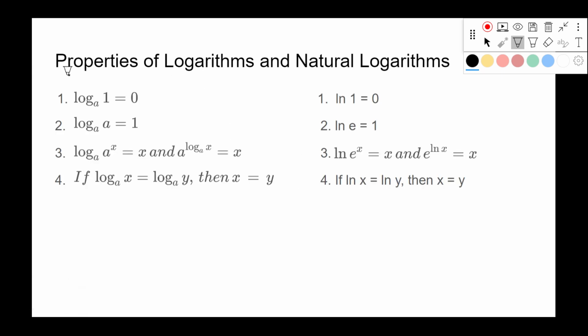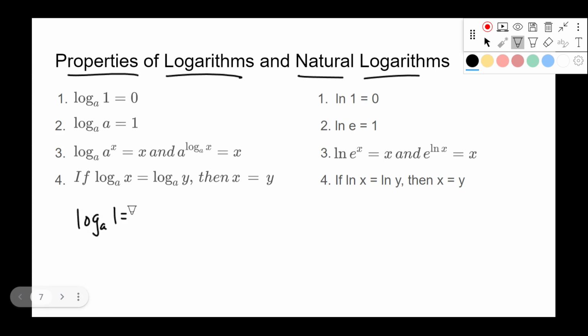Here are some properties of logs and natural logs that you should know, preferably off the top of your head, but you can convince yourself of them. We've already convinced ourselves of a couple. The log of 1 with base a comes out to be 0. So I'll show you how some of these work, just so that you understand.